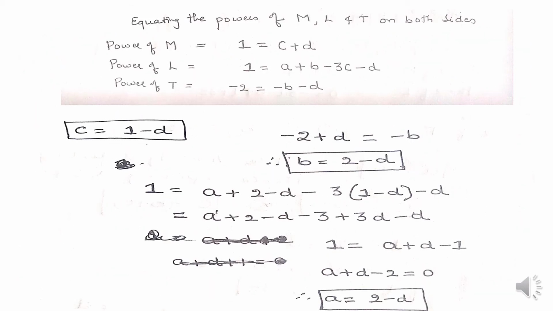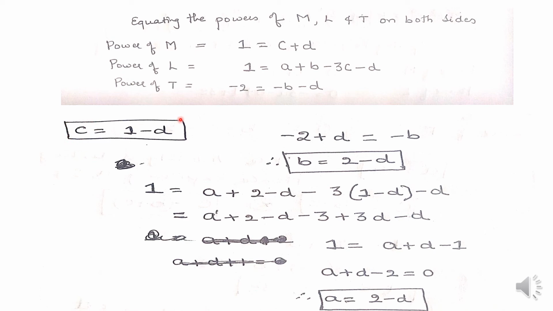We have equated the powers of M, L and T, and we have written the equations. The power of M: 1 equals c plus d. Already I have told you that we will express a, b and c in terms of d. So first I take this equation: c plus d equals 1. I have to express the c term in terms of d, so 1 minus d equals c. Therefore c equals 1 minus d. That means I have expressed c in terms of d.